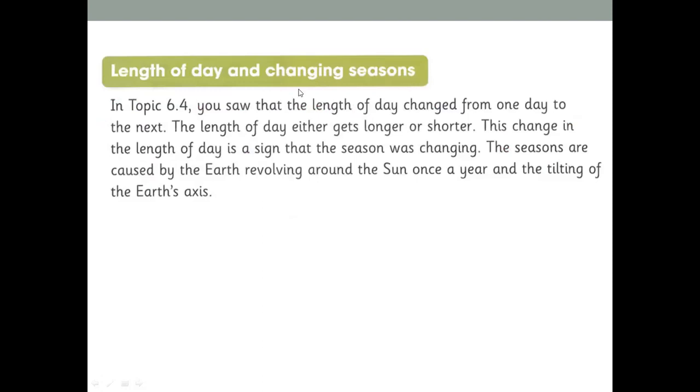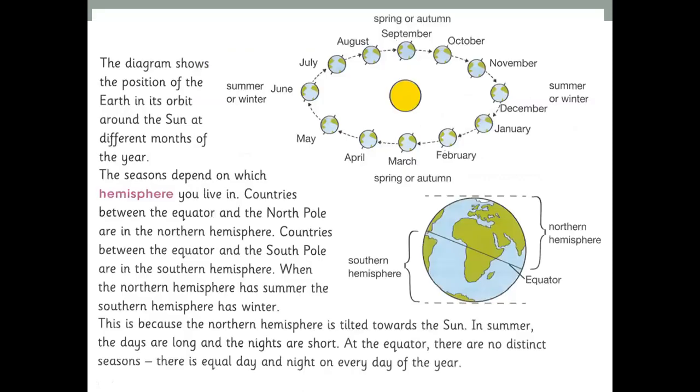Okay, length of the day and changing seasons. What's the reason for the change? The seasons change: spring, summer, winter, fall. How do they change? Summer comes, winter comes, spring comes. In topic 6.4, you saw that the length of day changes from one day to the next. After one or two days, there is a minute of change. So the length of day either gets longer or shorter. The change in the length of day is the sign that the season has changed. The seasons are caused by the Earth revolving around the sun once a year and the tilting of the Earth's axis.